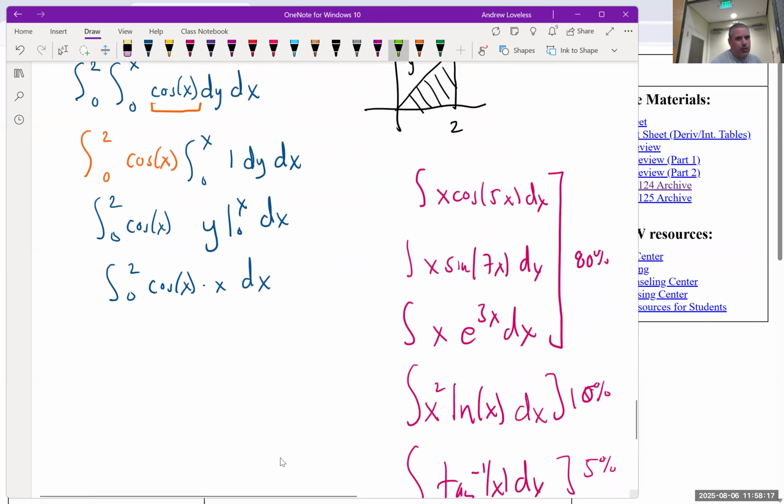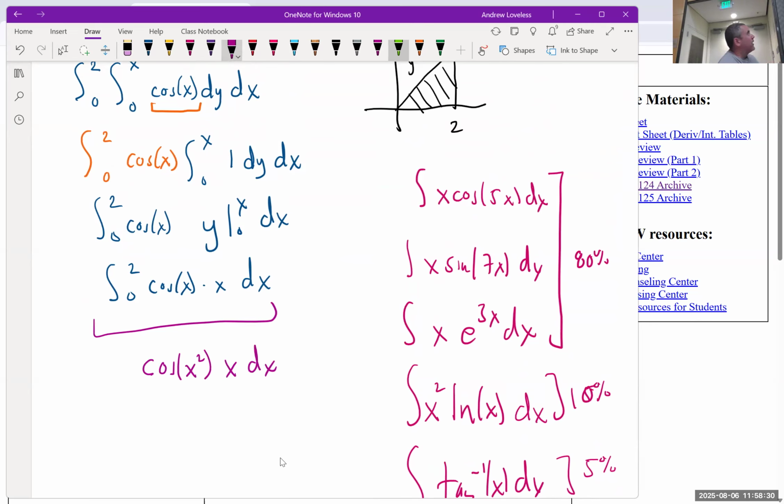So when you happen upon this and you realize it's not in my table and I can't do it with substitution, it'd have to look like this for it to be something where I could do substitution. That's when you think by parts. So by parts goes like this.